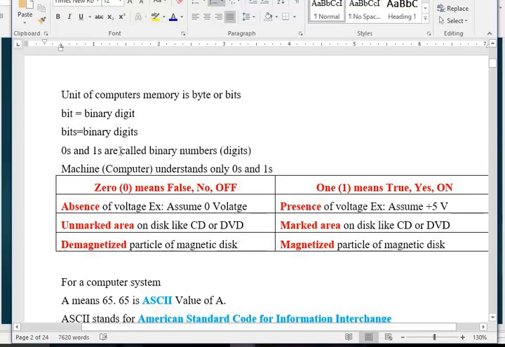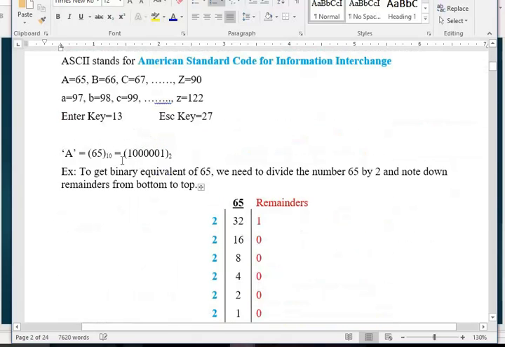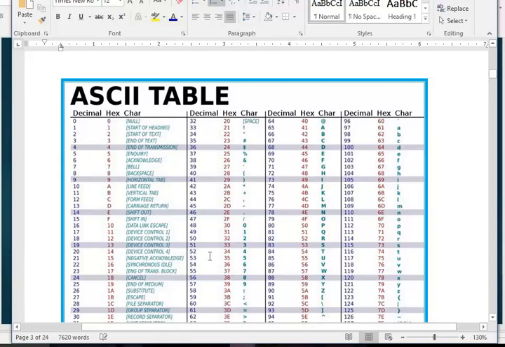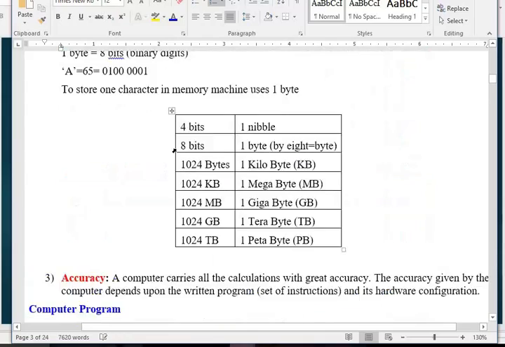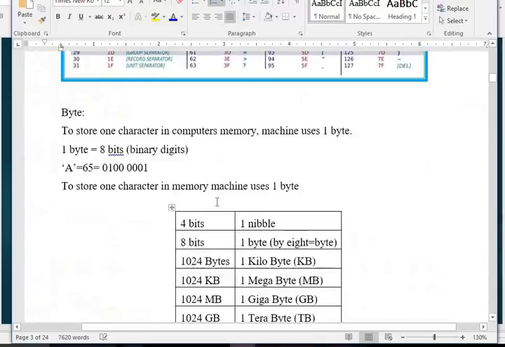Machines will understand zeros and ones now. Really, is the machine going to understand zeros and ones? That we will discuss. What do you mean by 0 for the machine? What do you mean by 1 for the machine? What do you mean by ASCII value? And how can the decimal value be converted into an ASCII binary equivalent value so that the machine can understand? And what are ASCII values? American Standard Code for Information Interchange. What are the different ASCII values? And different units of computer memory and computer program. This is what we discuss in the next class.